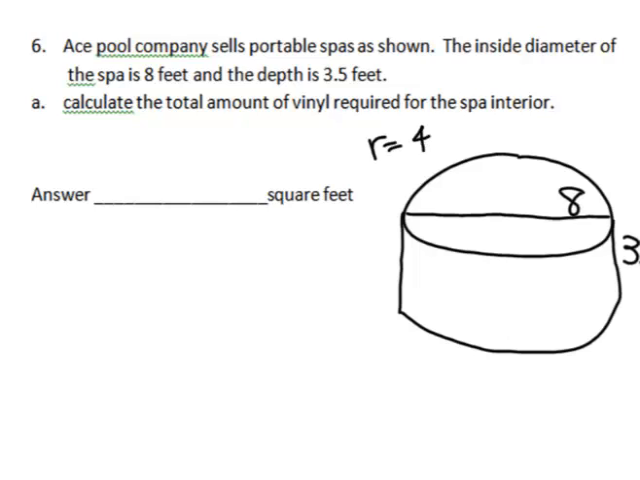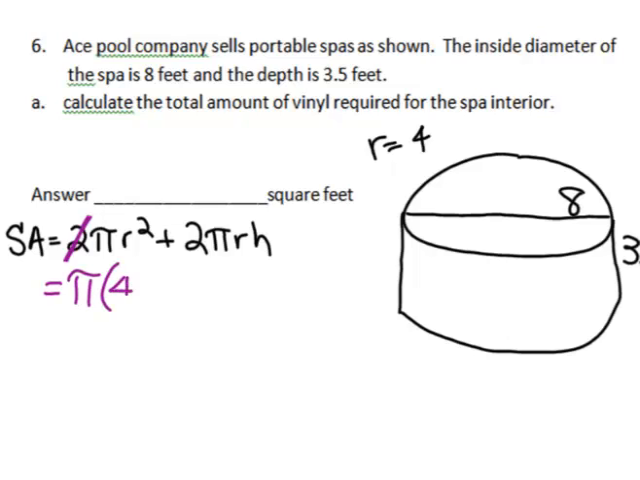So if the diameter is 8, I know that the radius is 4. The question is, how much vinyl am I going to need to cover the inside? So basically that's a surface area question. Surface area of a cylinder is 2 pi r squared plus 2 pi r h. However, this cylinder does not have a top. So we need to take off this formula right here, 2 pi r squared. This tells me a circle top and a circle bottom. I only have one circle, it's the bottom.